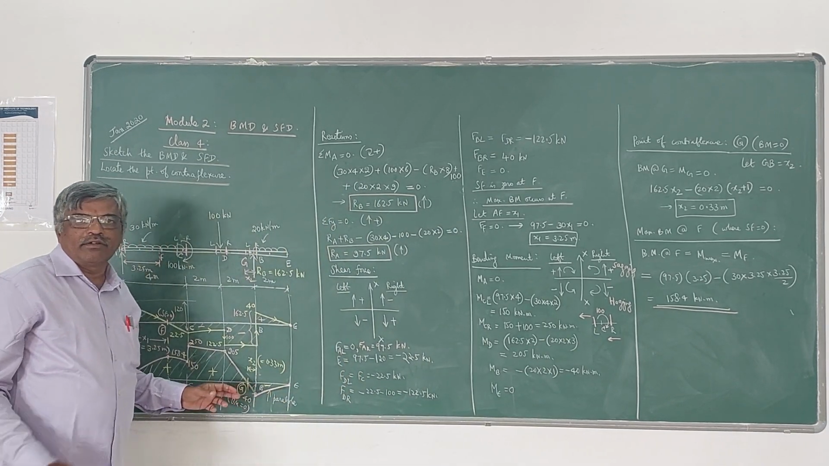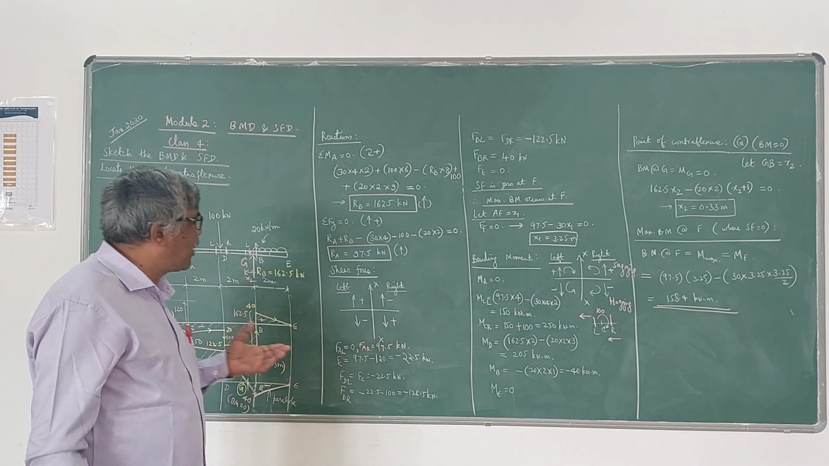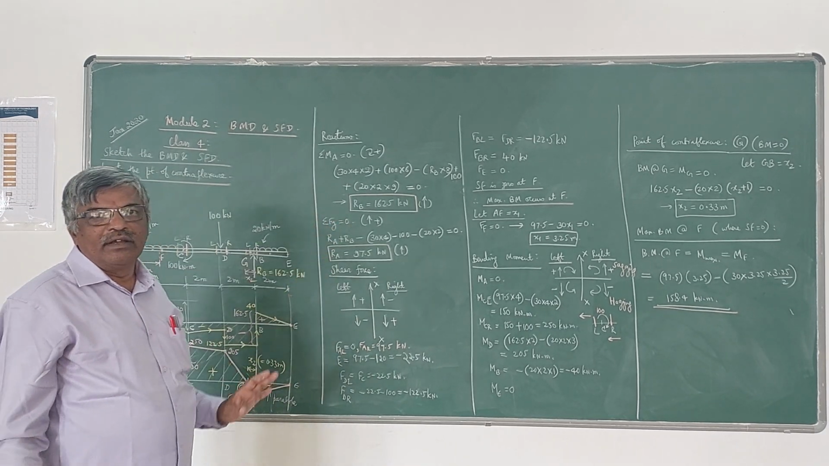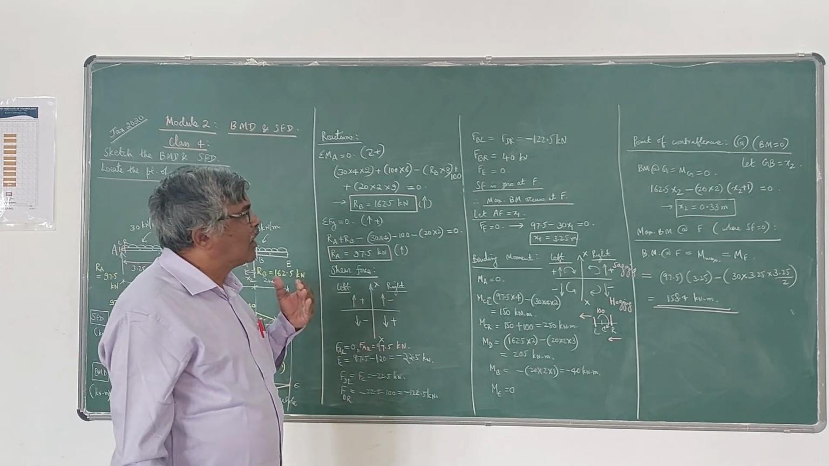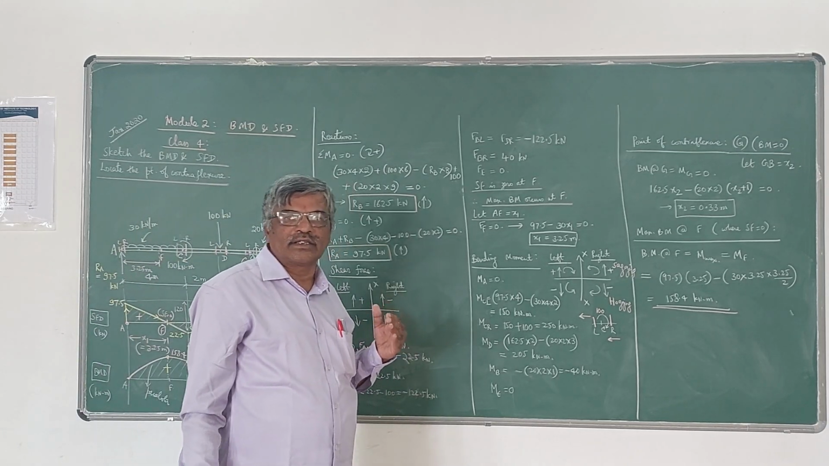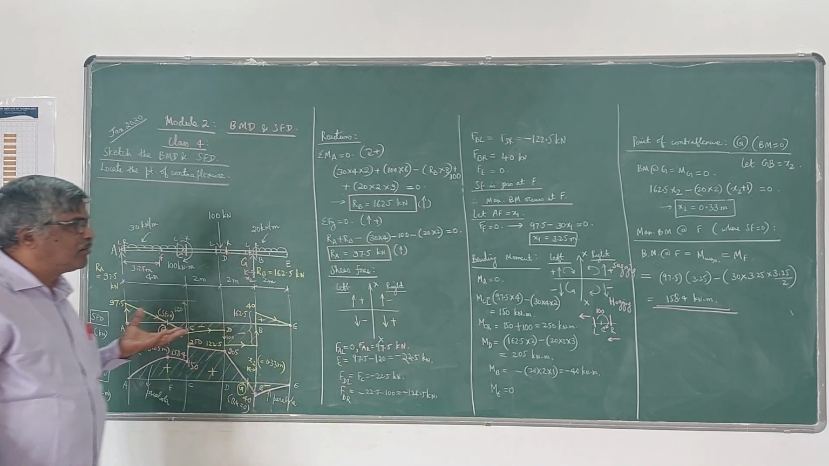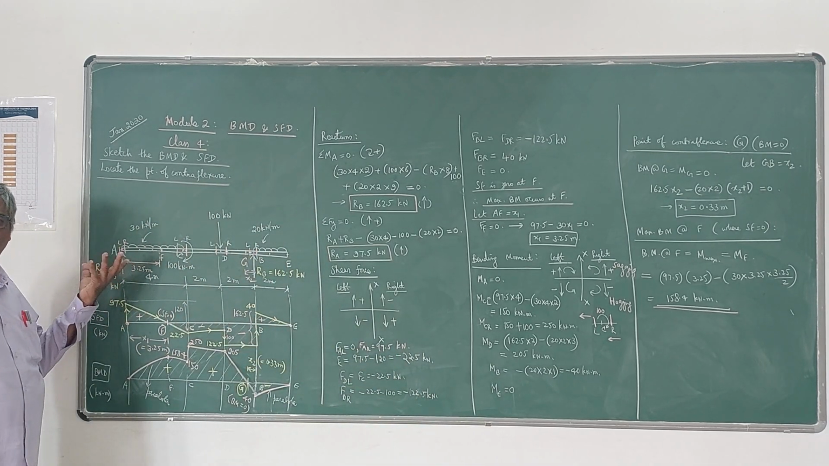That means your bending moment is 0 at the point to the left of B at a distance of 0.33 meter, which is called the point of contraflexion, or it is also called the point of inflection. So this is how a problem is done. This is an examination problem carrying 12 to 14 marks.